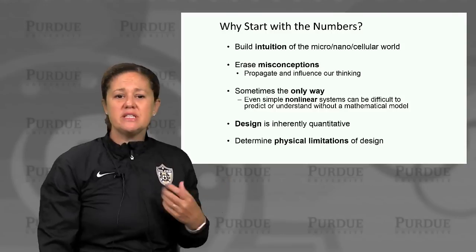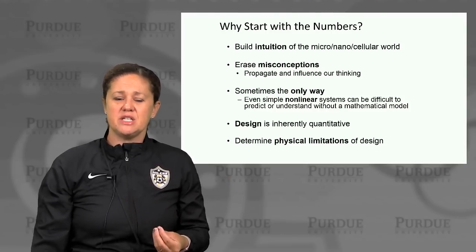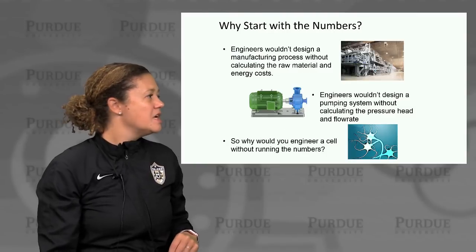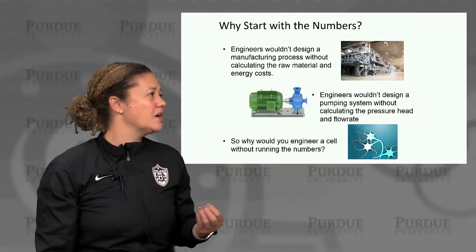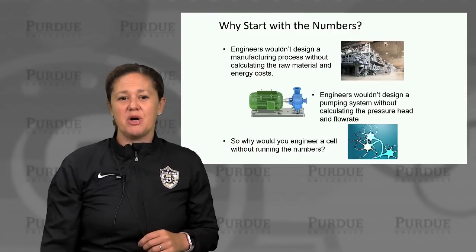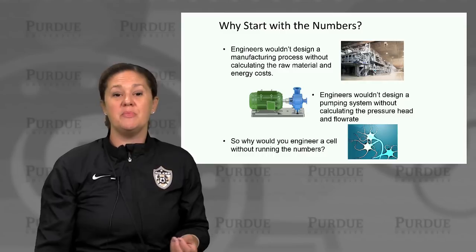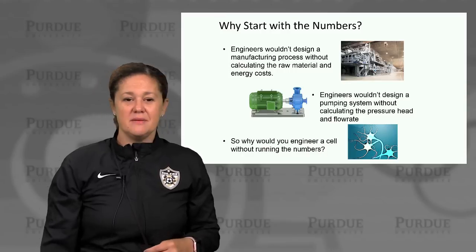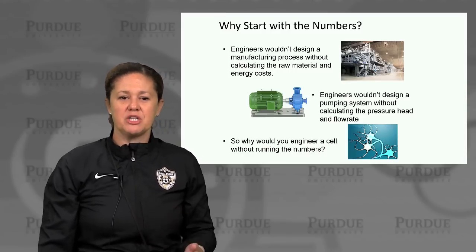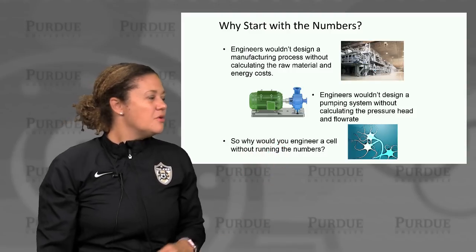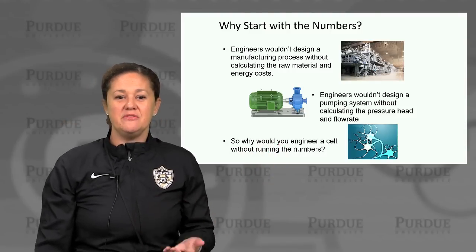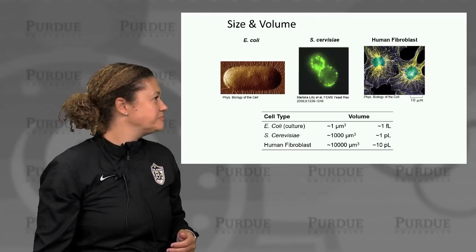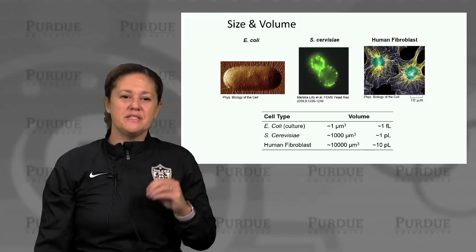And finally, if we're going to design something, we need to understand what the physical limitations of the cells are if we want to use them to achieve our goals. So just to bring this point home a little bit more, engineers wouldn't design a manufacturing process without doing some calculations of the raw material and energy costs up front. Similarly, engineers wouldn't design a pumping system without doing some calculations about flow rate and pressure head. So why would we engineer a cell without running some numbers in advance, rather than just trial and error and seeing what we get, right? That doesn't make sense. So let's start with size and volume.